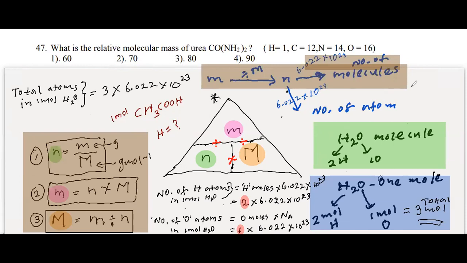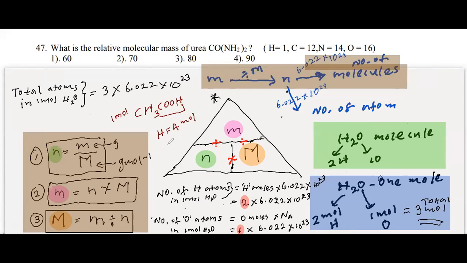4 into Avogadro constant, because 1 mole of acetic acid has how many hydrogen atoms? 4 hydrogen atoms. 4 moles of hydrogen, not just hydrogen atoms. 1 mole of acetic acid has 4 moles of hydrogen. H will be 4 moles. Then you have to do 4 into Avogadro constant.